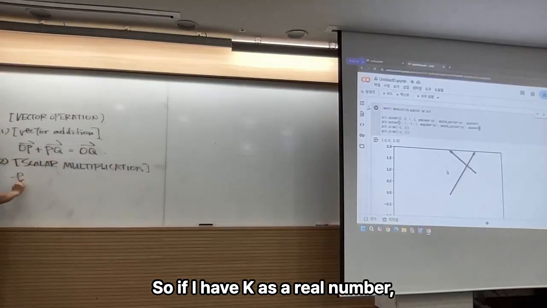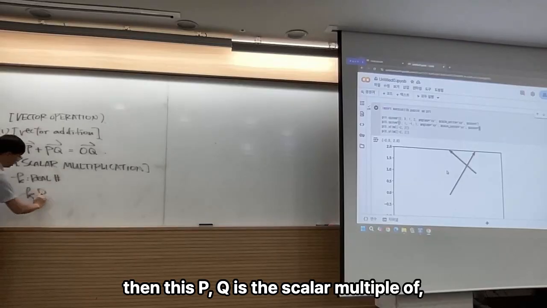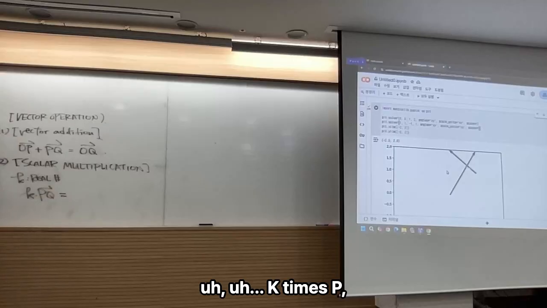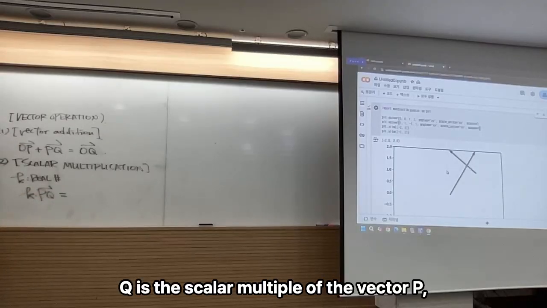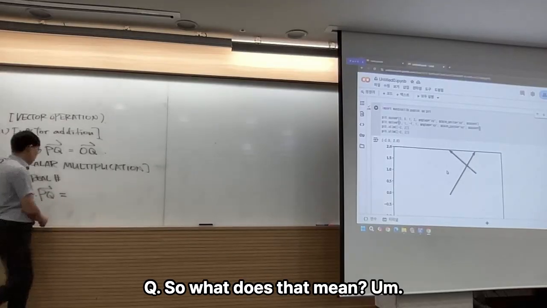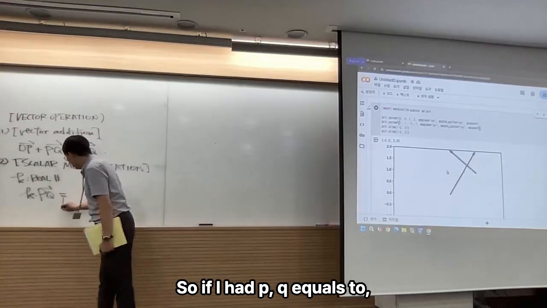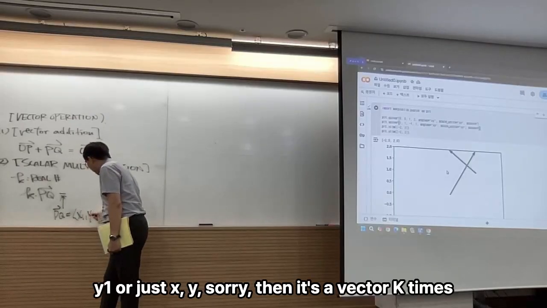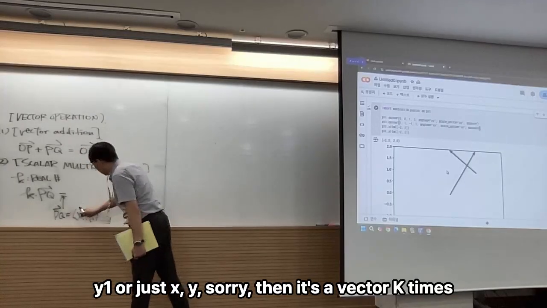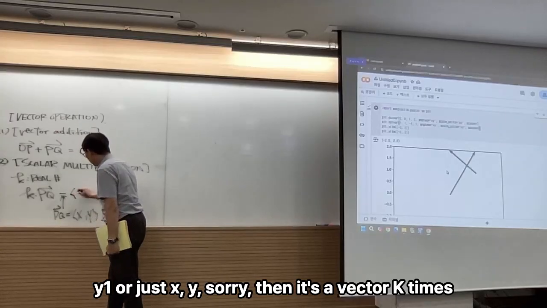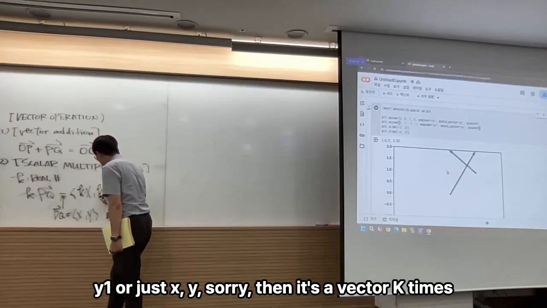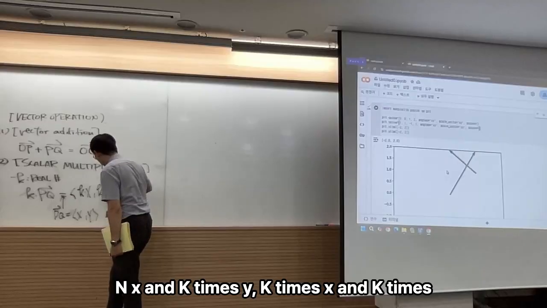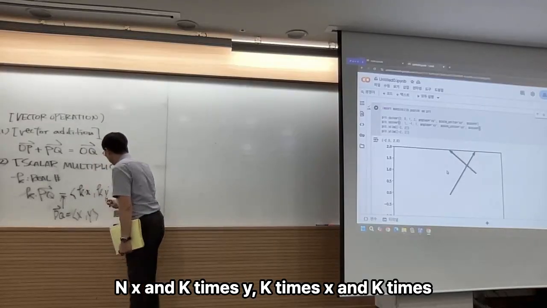The second one is scalar multiplication. If k is a real number, then k times PQ is the scalar multiple of the vector PQ. What does that mean? If PQ equals, let's say, x and y, then k times PQ is the vector with entries k times x and k times y.